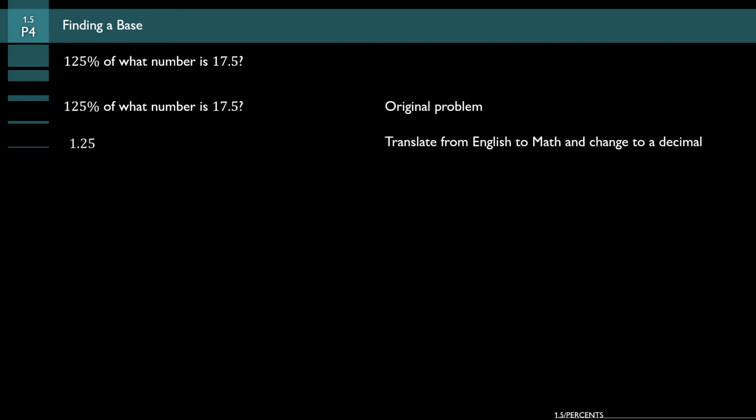In problem number 4, we're going to be given a percentage and we're going to be given a part. And this time we're going to be looking for the whole. So 125% of what number is 17.5? Again, I'm going to use the equation to work this out. So 125% is the same thing as saying 1.25. Again, remember that if you're going from percent to decimal, we're going to move that decimal point 2 spots to the left in order to get the decimal. So we've got 1.25 now.